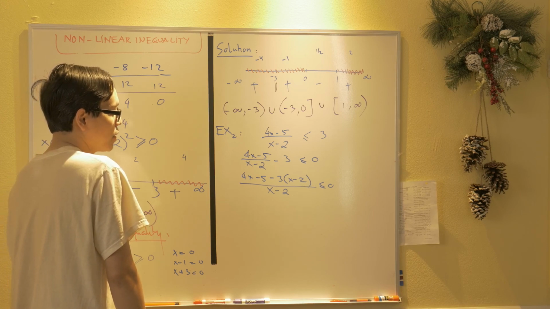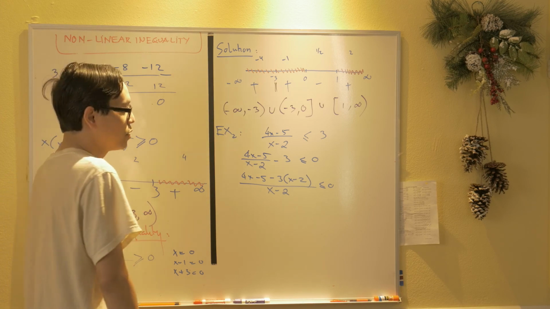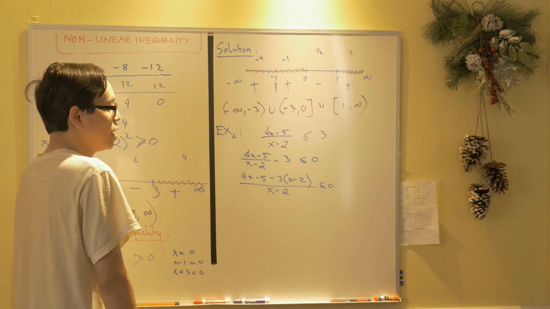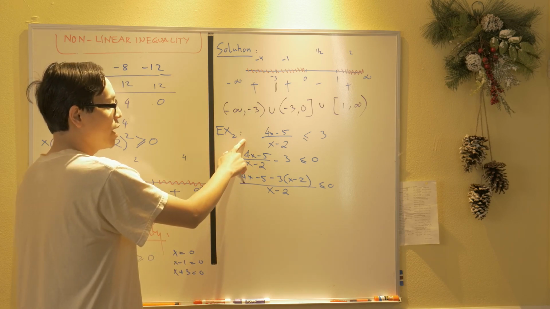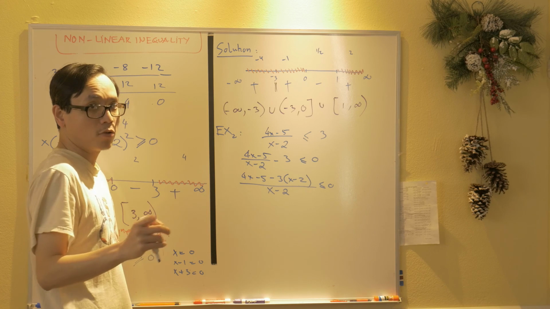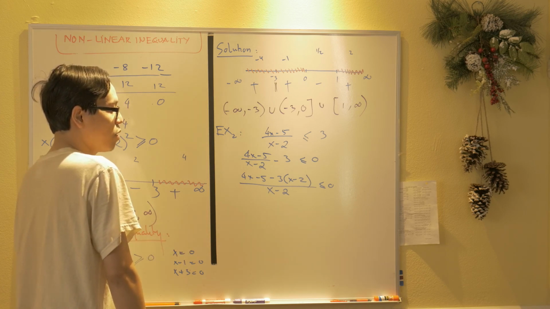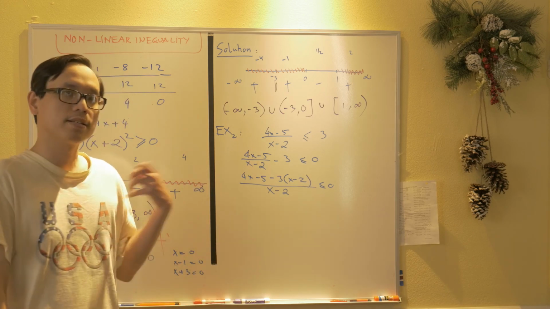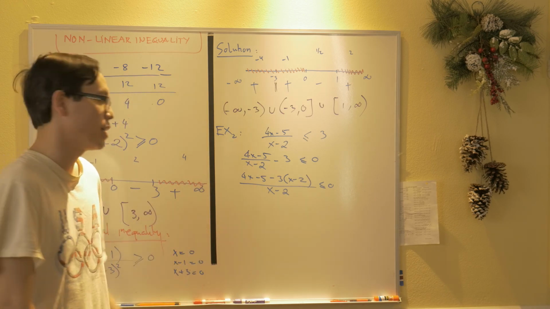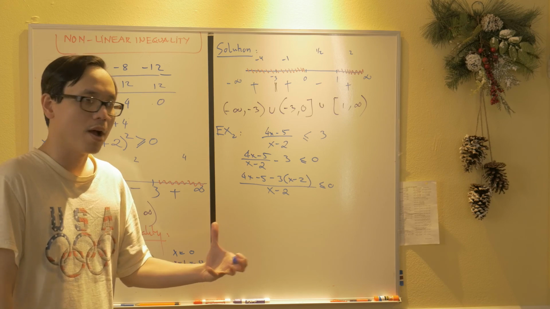Okay, so that's the first step you have to do. You have to bring everything to the left hand side. You cannot go ahead and multiply both sides by x minus 2. If you do it like that, it will be wrong. You never do that when you solve a rational inequality. You have to move everything to the left hand side, find the least common denominator and try to factor. That's what you have to do.